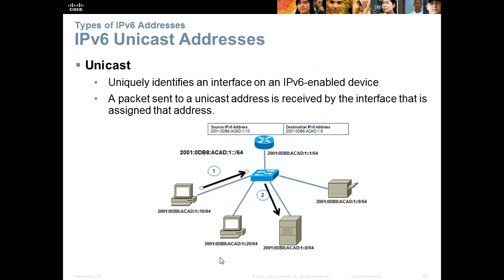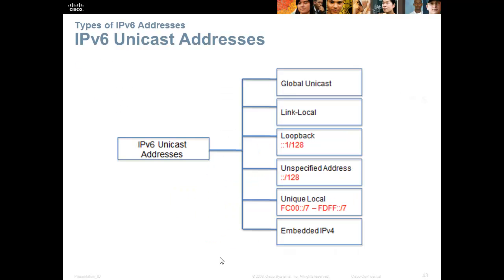Unicast uniquely identify an interface on an IP version 6 enabled device. A packet sent to a unicast address is received by that interface and that interface only. Common unicast addresses are going to start with 2001. There are different types of unicast addresses. There's the global unicast and the link local that we will spend our most time on. There's also a loopback, an unspecified address, a unique local, and then an embedded IP version 4 address.